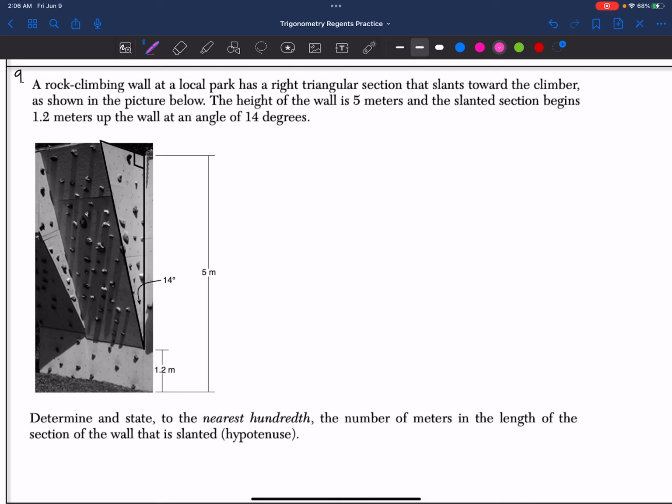All right, so we got 3 more left, 9, 10, and 11. I think we can do this. Let's try to get this done before 2:20 because I'm trying to go to bed, you know? I'm young. I need my rest.